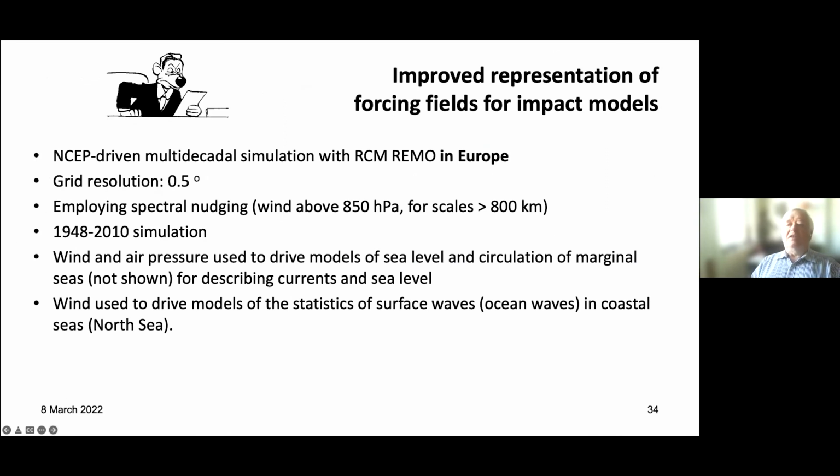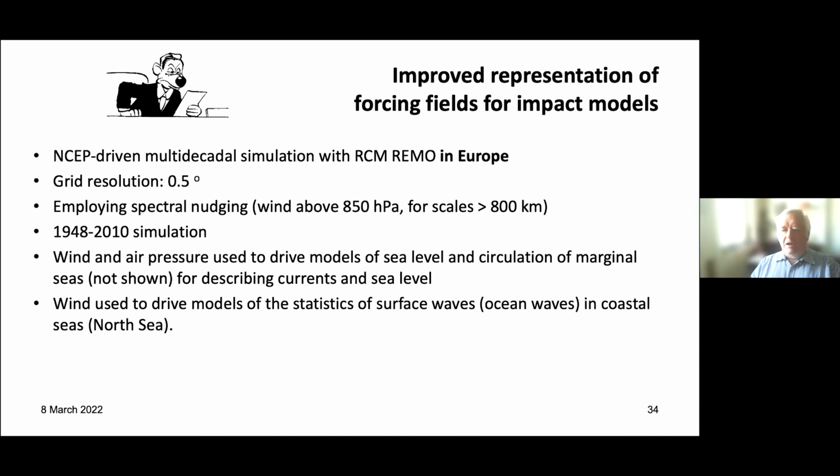The other example is the improved representation of forcing fields for impact models. In this case, we used the regional model REMO in Europe with a grid resolution of 0.5 degrees. Quite a while ago that we did so. And we used also spectral nudging, wind above 850 hectopascal, scales larger than 800 kilometers. This was run from 1948 to 2010. And we used wind and air pressure to drive models of sea level and circulation of marginal seas for describing currents and sea level. So the output of this model was used to drive impact models.